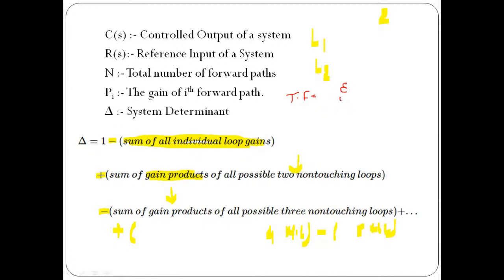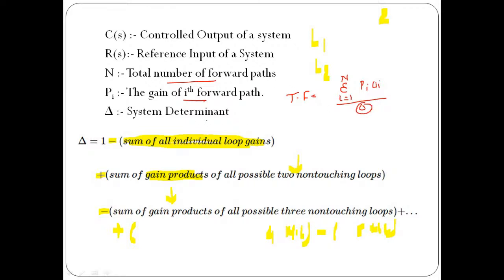summation of i varying from 1 to n, P_i delta_i, whole divided by delta. Now we know the value of n, which indicates the number of forward paths. We know the value of P, which indicates the gain of a forward path. If we are calculating for P1, it indicates the gain of the first forward path. If we are calculating for P2, this indicates the gain of the second forward path. Then delta is very important, which indicates the system determinant.